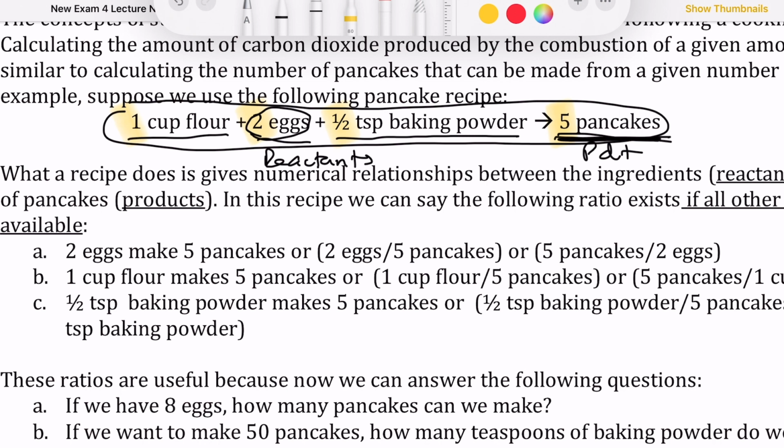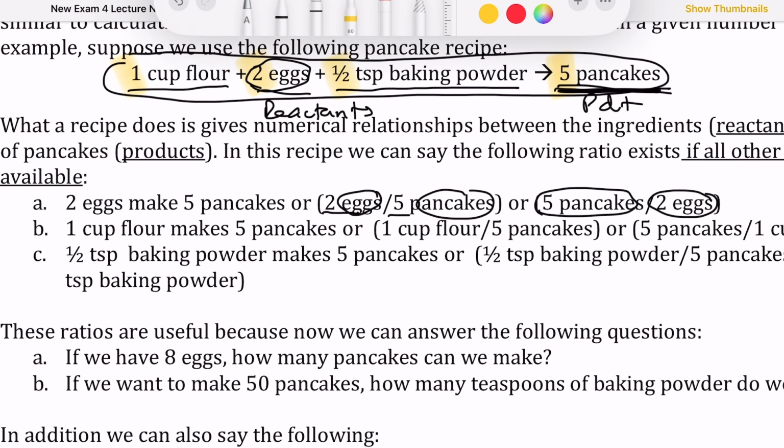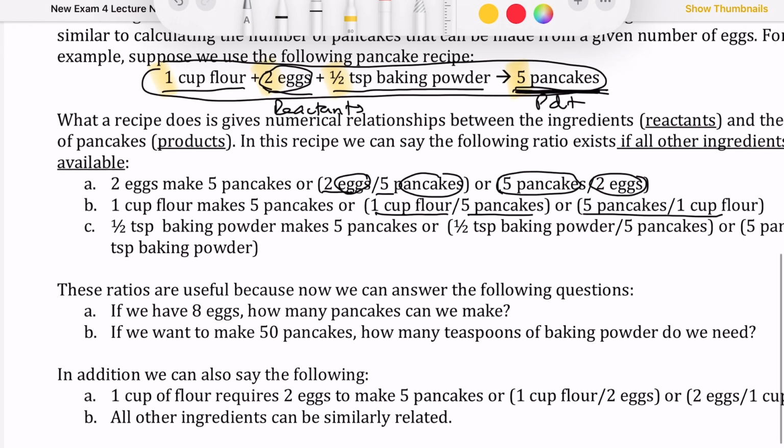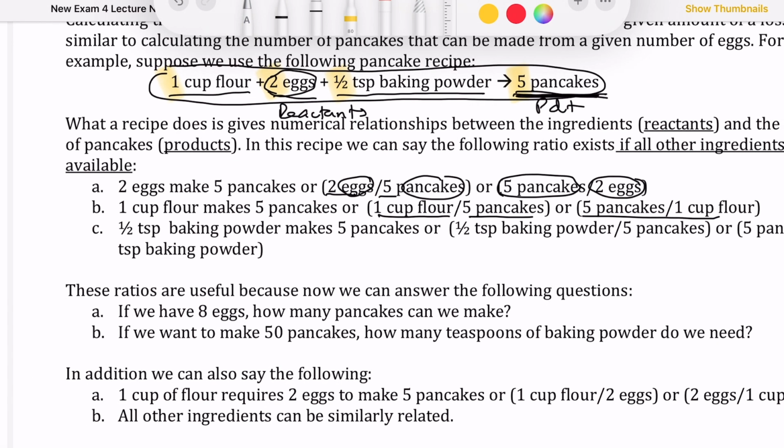That idea is useful because now we actually have a conversion factor between eggs and pancakes. Basically, it's 2/5, 2 eggs to 5 pancakes. Or you can flip that: you can say it's 5 pancakes for every 2 eggs, right? Same idea, we can apply to the other ingredients. So we can say 1 cup of flour for every 5 pancakes, or 5 pancakes for every 1 cup of flour, and so on. Now, why are those conversion factors useful?